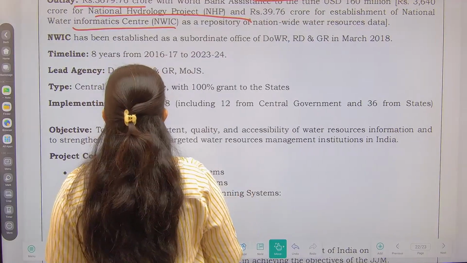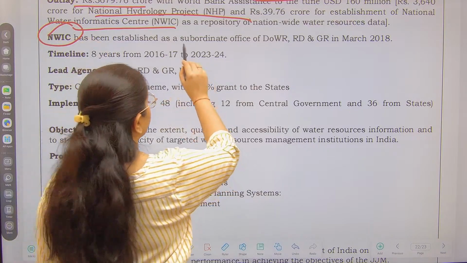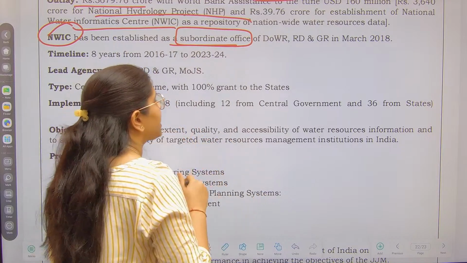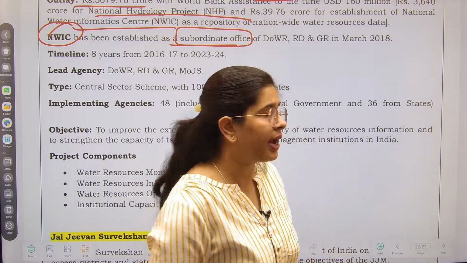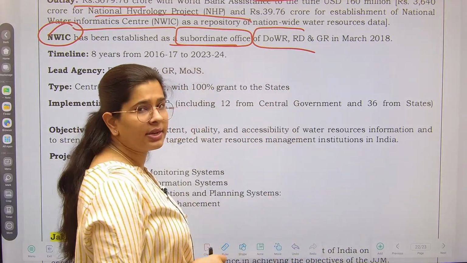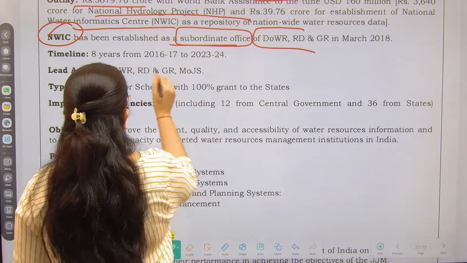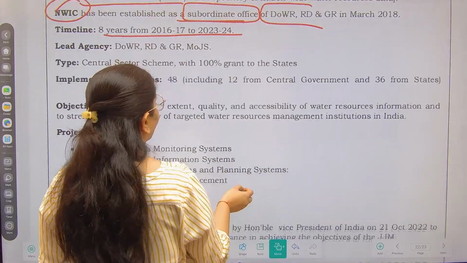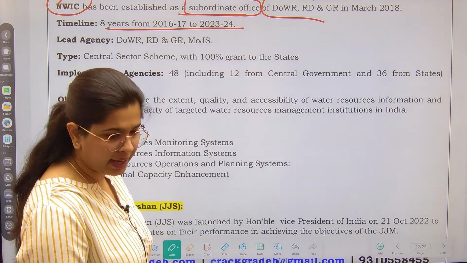It has been established. NWIC has been established as a subordinate office. Please remember the type of organization I am talking about, right? And it has been established under the Department of Water Resources, River Development and Ganga Rejuvenation in March 2018. Timeline is 8 years, that is till the year 2023-2024. Therefore, we are studying it because it has this particular timeline, right?